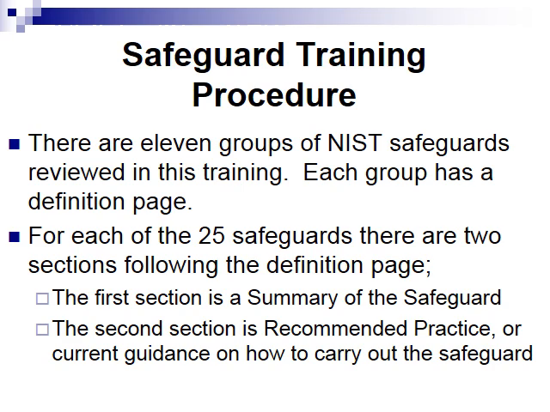The 25 safeguards are divided by the NIST into 11 groups or families. Each group has a group definition, followed by a summary of the safeguard and recommendations on how to carry out the safeguard.